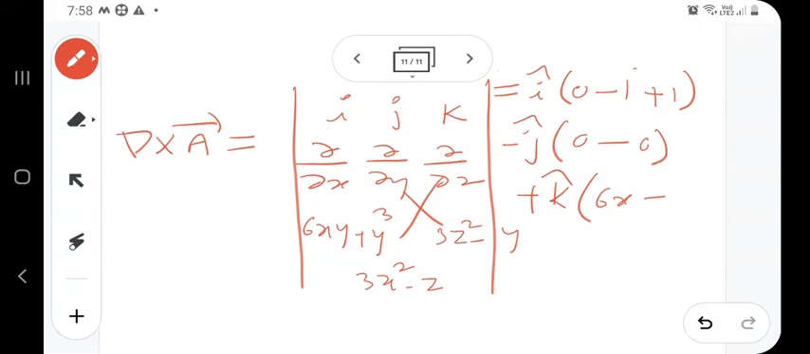Here, k cap into dou x of 3x square minus z is 6x. Then dou y of 6xy plus y cube: dou y of 6xy is 6x, plus dou y of y cube, that is 3y square.